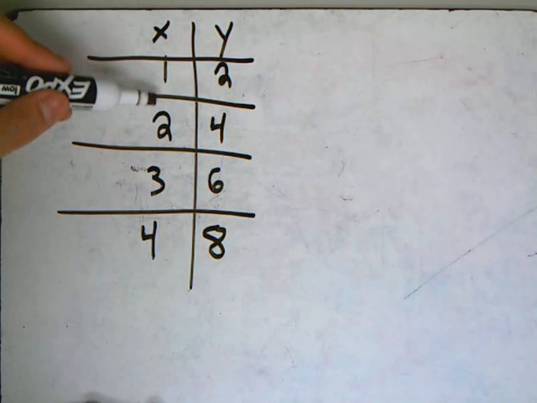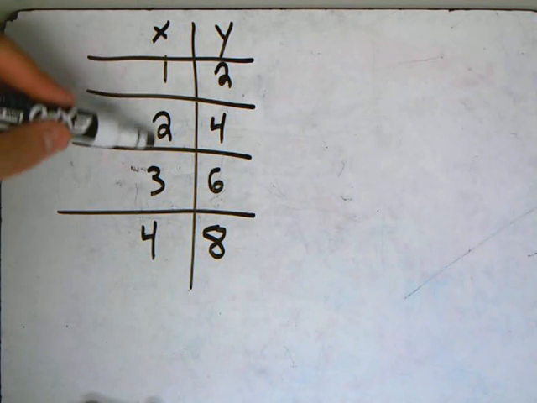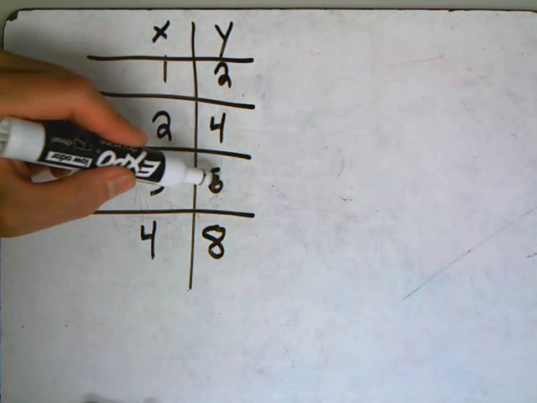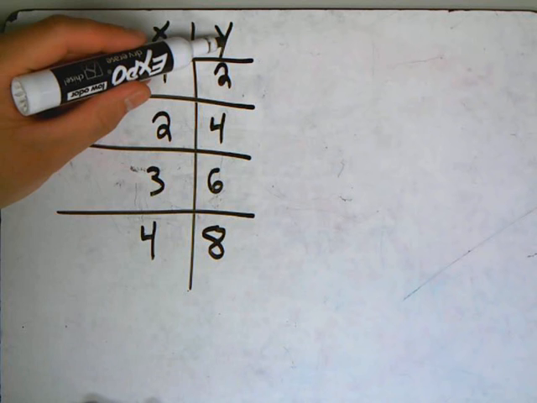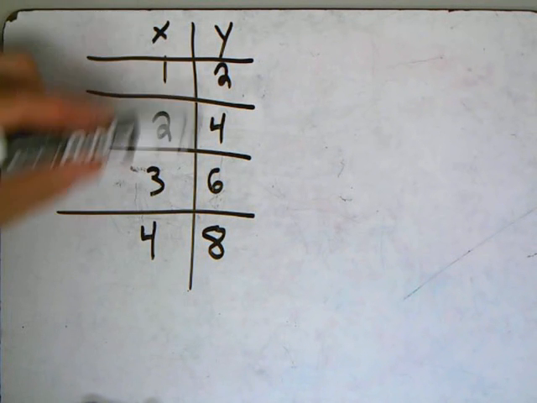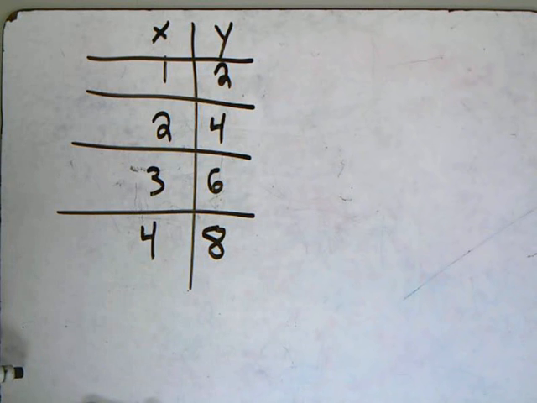I have the numbers 1, 2, 3, and 4 that could represent x because they're all in the x column. Then I have the numbers 2, 4, 6, and 8 that could represent y because they're all in the y column. We have to compare these two columns in order to do our algebraic equation.